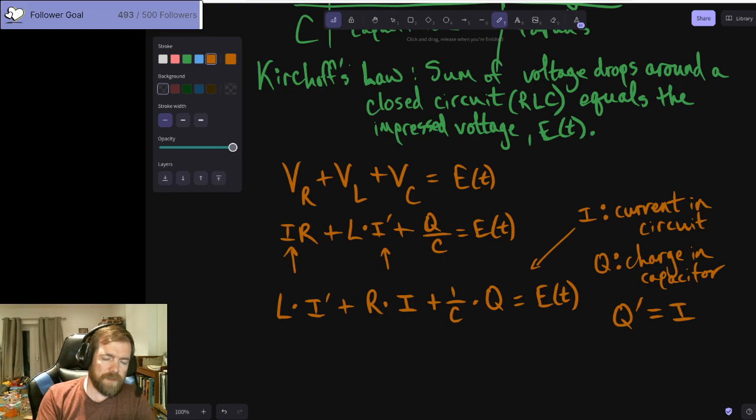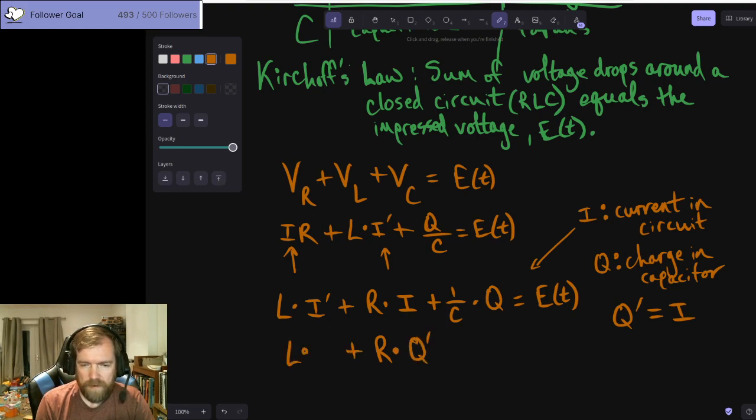So in this case, we could say the change in the charge is going to be the current that's running through the circuit. So we can actually change out I for each of these, here Q prime and here Q double prime. And lo and behold, we have it.